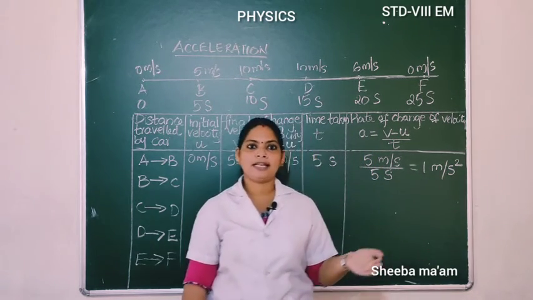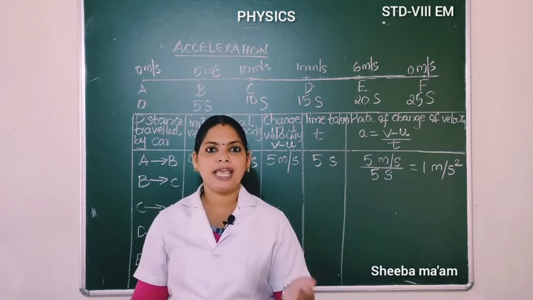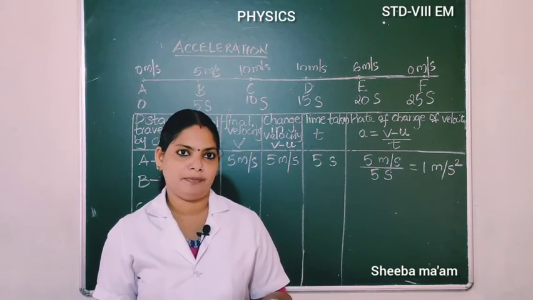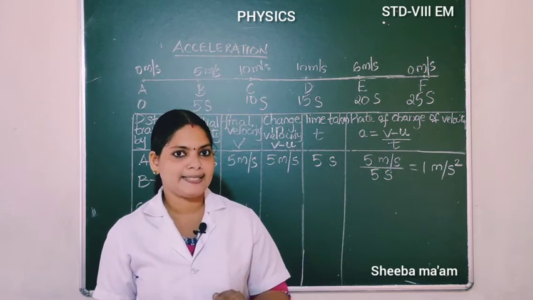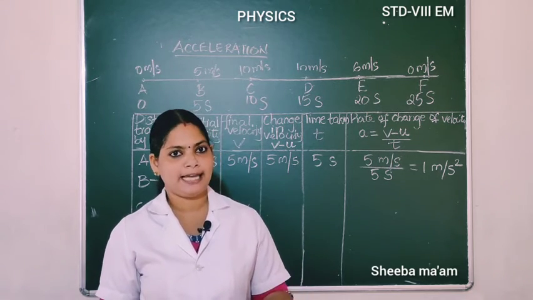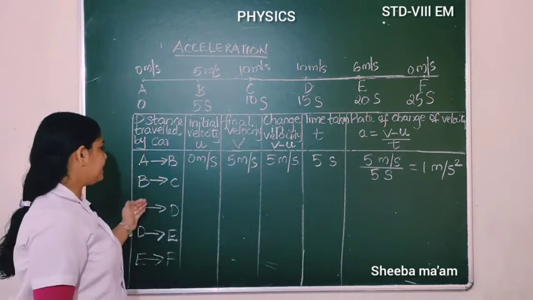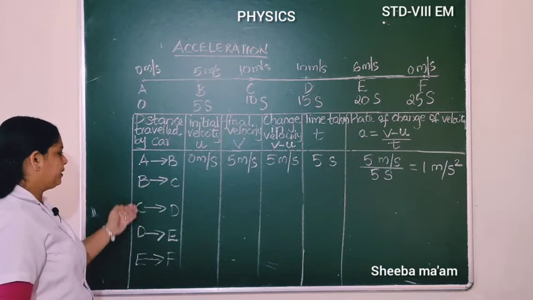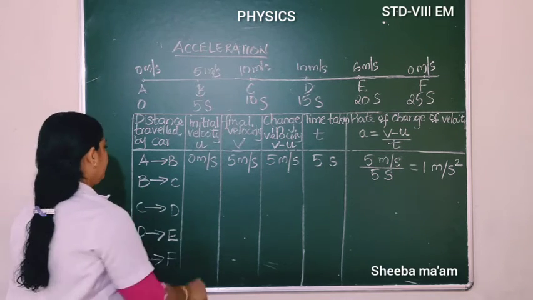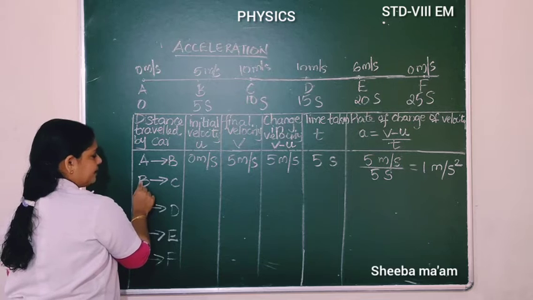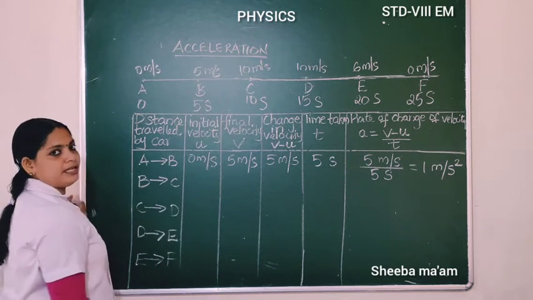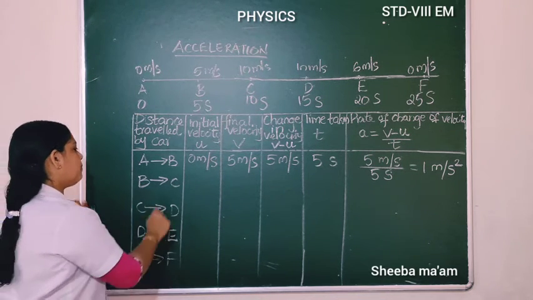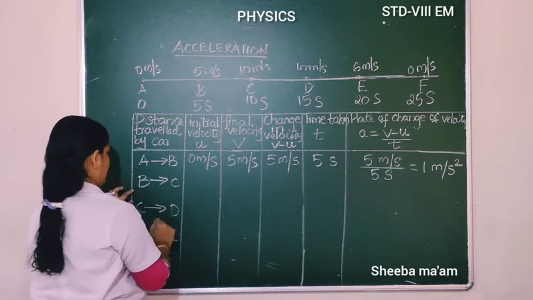So how did you calculate acceleration? It is the change in velocity by time. Final velocity minus initial velocity by time. Similarly, we can calculate the acceleration for the following from B to C. So what is the initial velocity? The velocity of B is the initial velocity. The velocity of C is the final velocity.